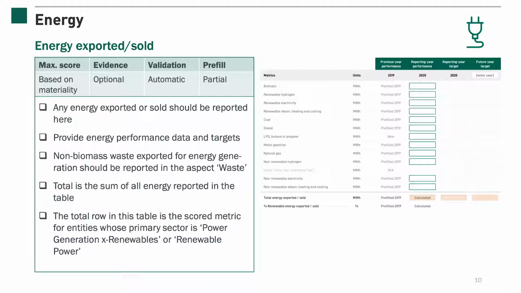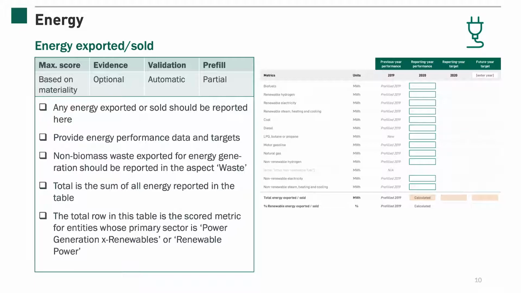Non-biomass waste that is exported with the purpose of energy recovery is still considered waste and should be reported under the aspect waste. And any other imported waste that is not used in energy generation should also be reported under waste. The percentage of renewable energy exported is calculated by dividing the total from renewable sources by the total energy exported. The total row in this table is the scored metric only for entities whose primary sector is power generation. This is within the sector superclasses of power generation excluding renewables and renewable power.